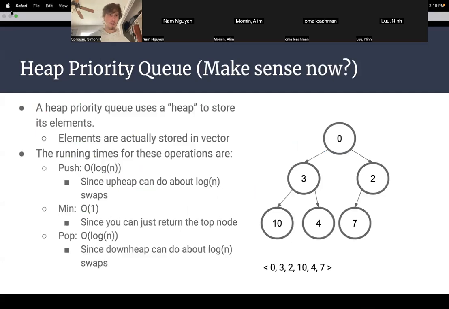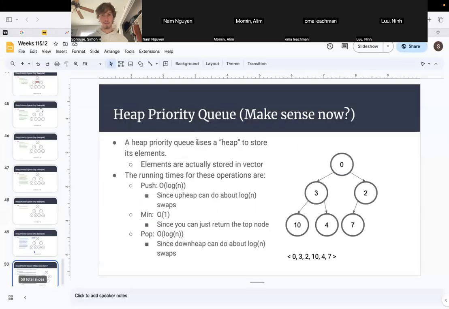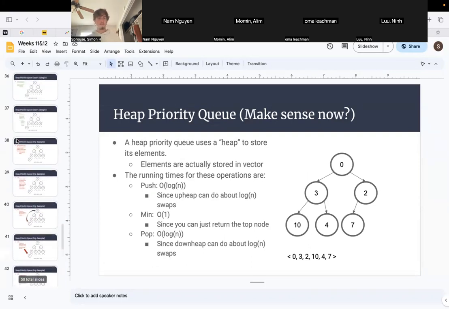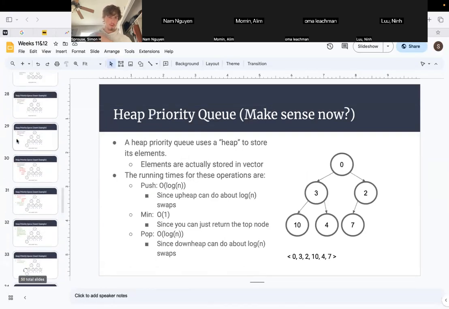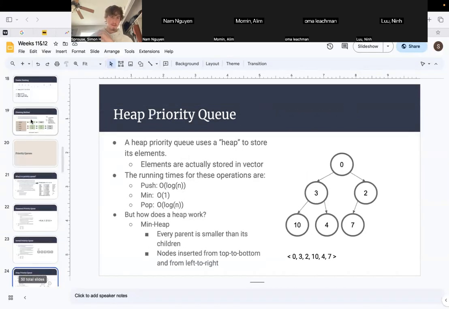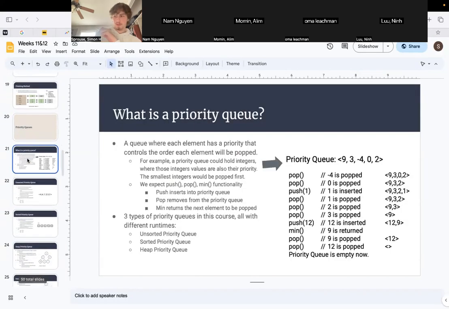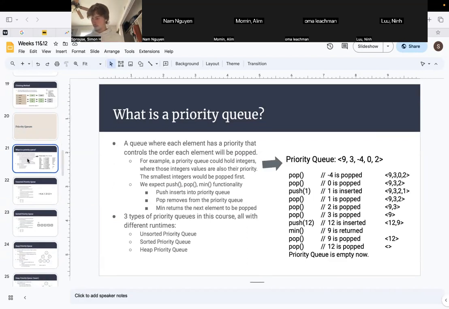So, any questions on that so far? Okay. I know that's a lot of theory. I don't expect y'all to be able to visualize exactly what this looks like until we do an example.